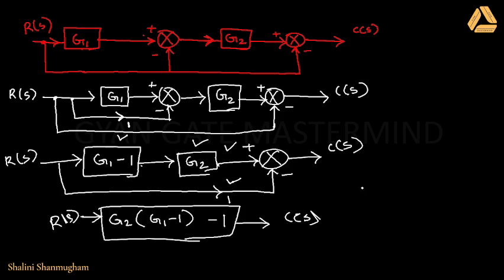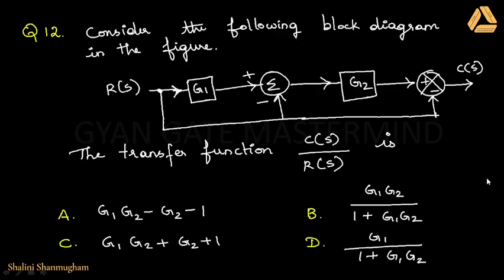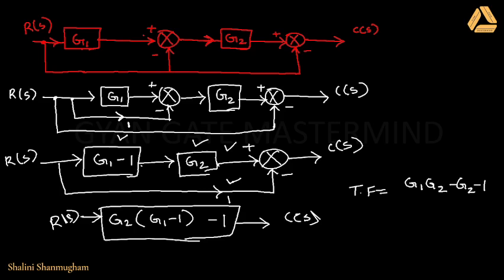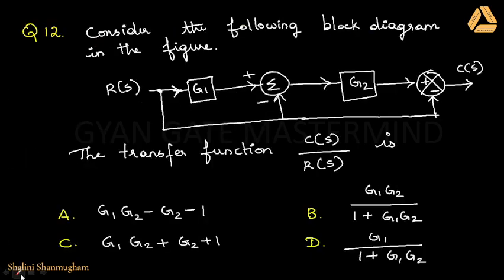Okay, so the transfer function for the given block diagram is G1 G2 minus G2 minus 1, G1 G2 minus G2 minus 1. So the answer is option A. Thank you.